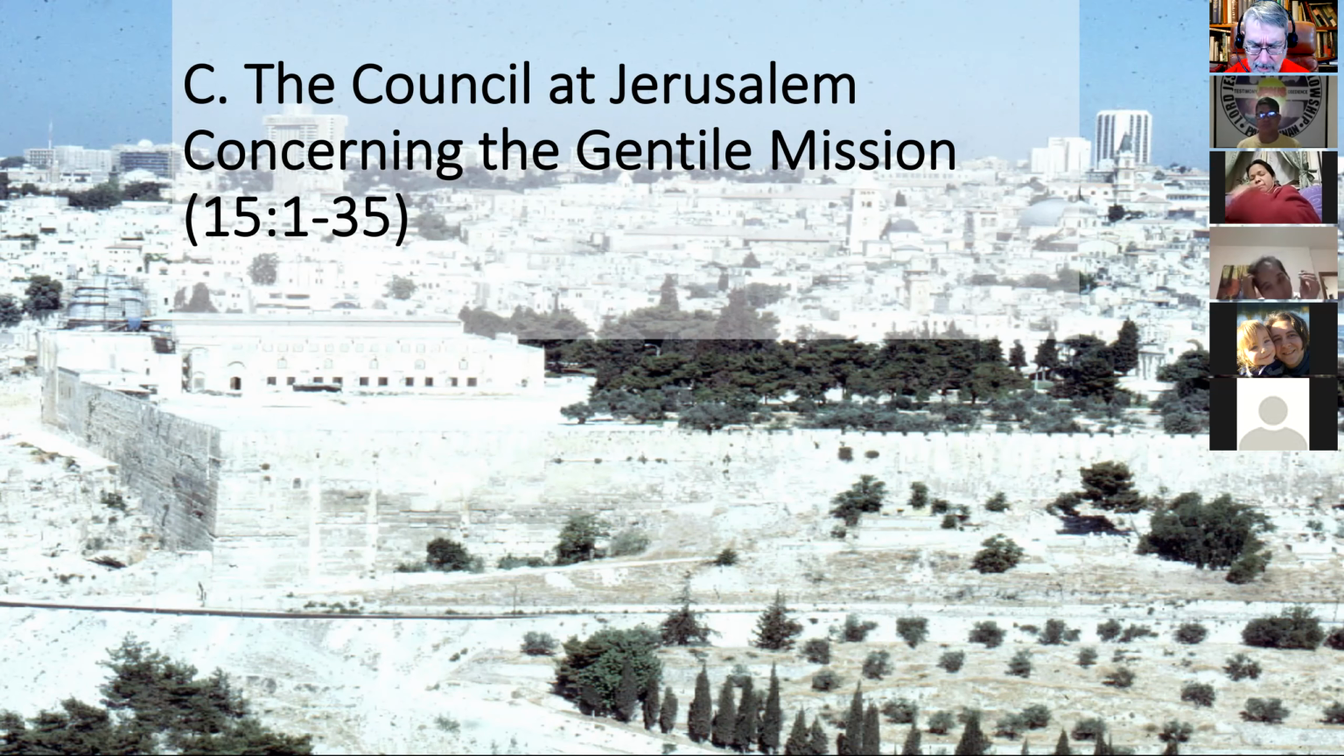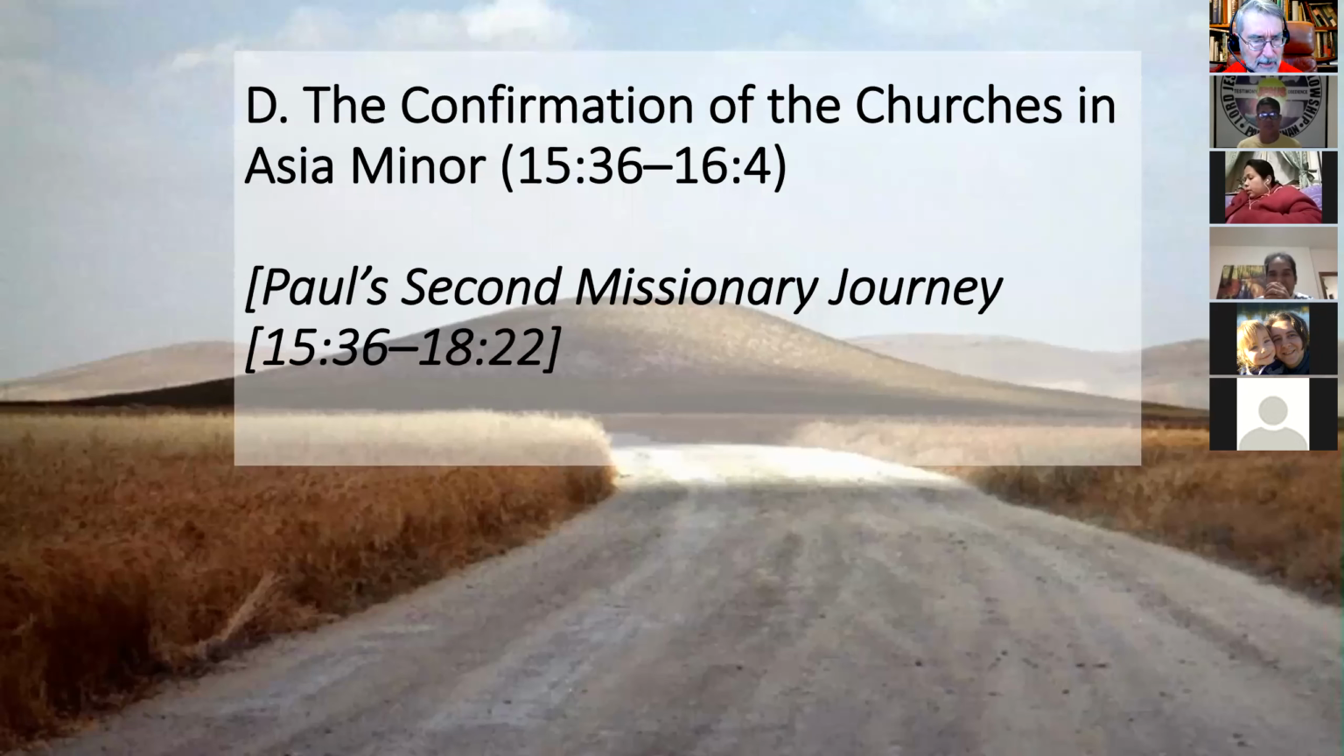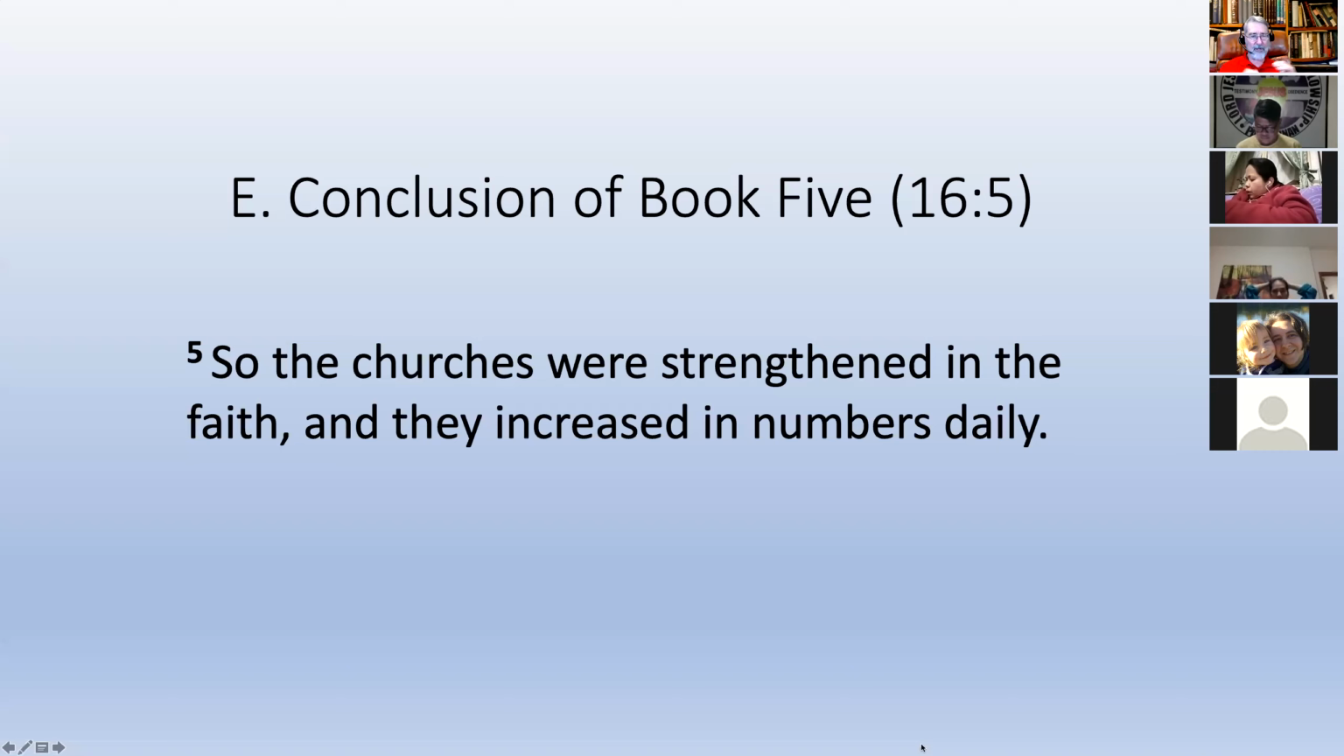Okay, this takes us all the way to the end of chapter 15, and we get the conclusion of book 5, the confirmation of the churches in Asia Minor. Here Paul is going to go off into Asia Minor again, which is actually the beginning of Paul's second missionary journey. They have a discussion over Mark, and Barnabas and Saul separate. Barnabas is heading for Cyprus. Saul is going to go on for Tarsus with his friend Silas, and off they go to South Galatia. And we're told then in verse 5 that this concludes book 5, and the churches were strengthened in the faith and they increased in numbers daily.